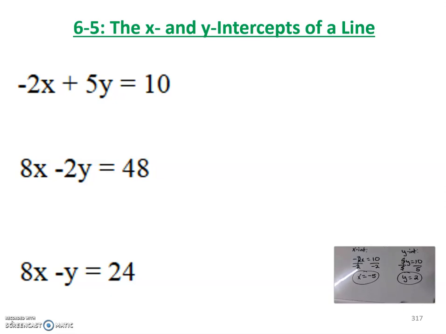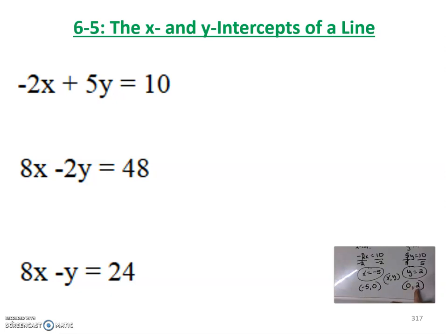To write this as a coordinate, if I said tell me the coordinate for this, right? Because a coordinate is x, y, my coordinate for my x-intercept would be negative 5, 0. And my coordinate for my y-intercept would be 0, 2.